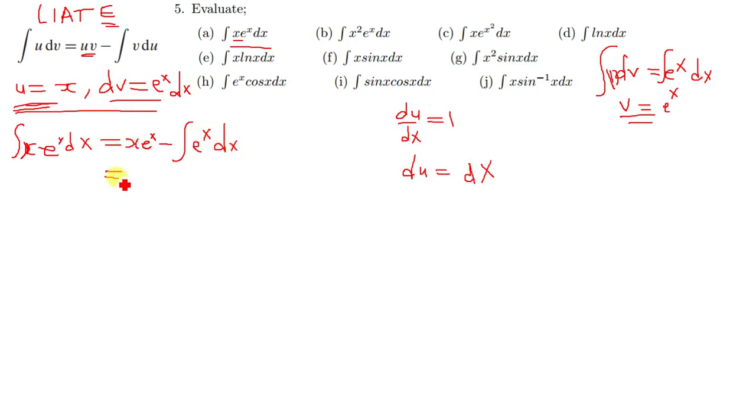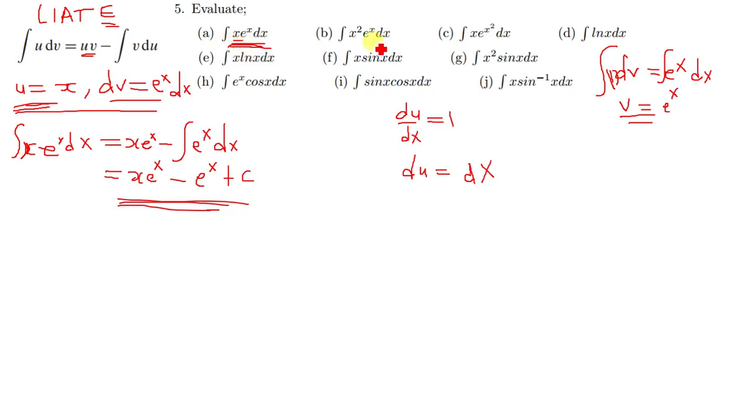So this one will now finish like this: x e to the power x minus the integral of e to the power x with respect to x. I'm going to get the same e to the power x. Of course, don't forget to put your constant c. So this is your first solution for the first question here. Yeah, that's the solution for the first question.